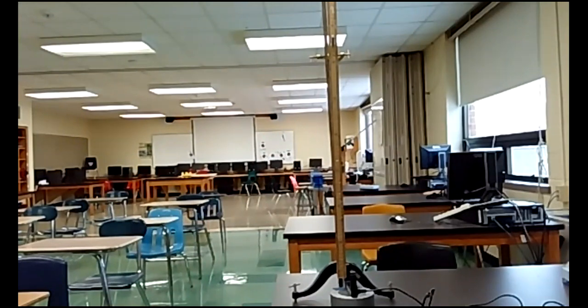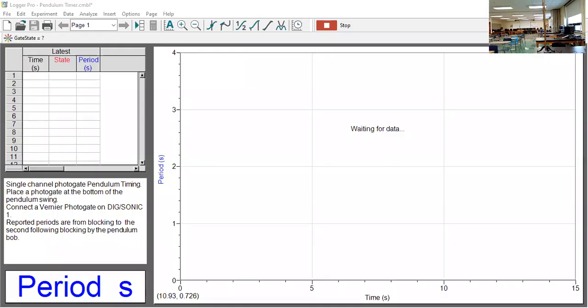So I'm going to share my screen now so we can take a look at our data logger. And we can see that it's all set for collecting data. So I'll set our pendulum into motion, try and get a few data points.